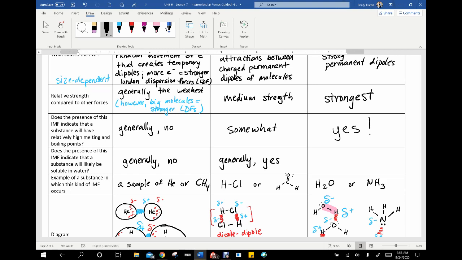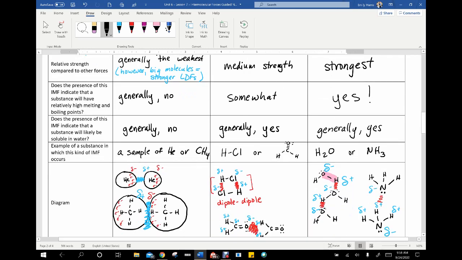Since hydrogen bonding forces are strong, they typically require more energy to overcome to get into the liquid or gas phases. Then finally, does this indicate that this substance will be soluble in water? Generally, yes. Water can also hydrogen bond, so other things that hydrogen bond generally mix or dissolve in water pretty well.